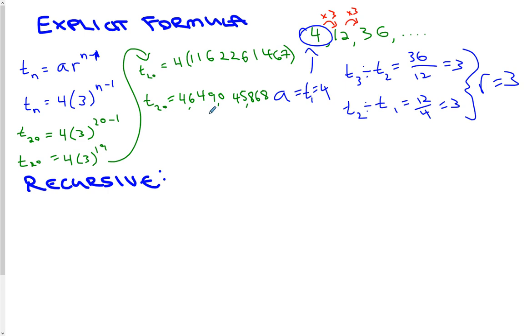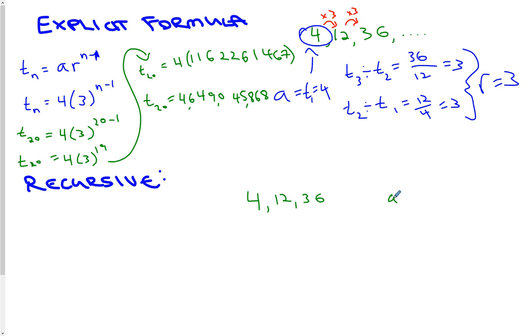Okay, so that's an explicit formula. Explicit means we can use it to find any term number we want just by subbing in for our n value, our term number. Okay, recursive is different. You can't do that with recursive, but it does tend to be a little easier to find numbers. So we're going to use that exact same pattern of numbers, 4, 12, 36, to find our recursive formula.